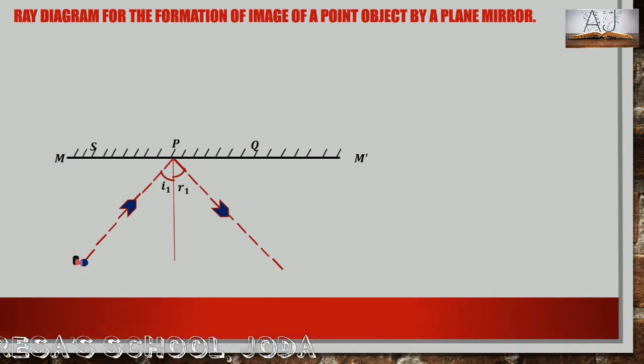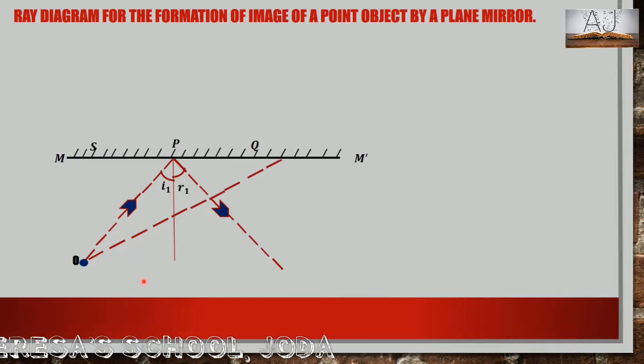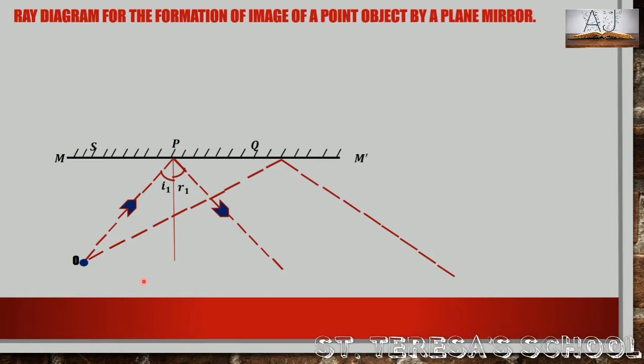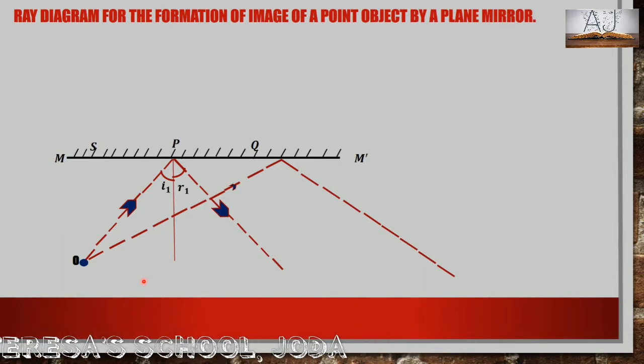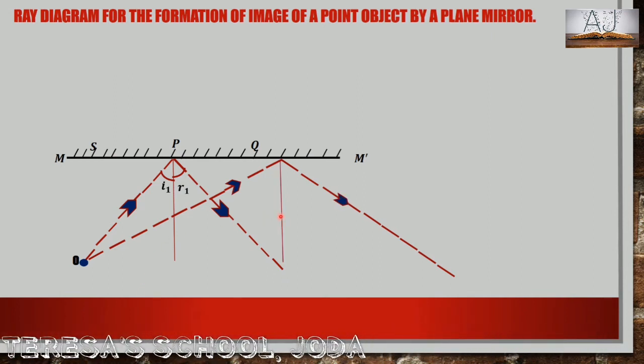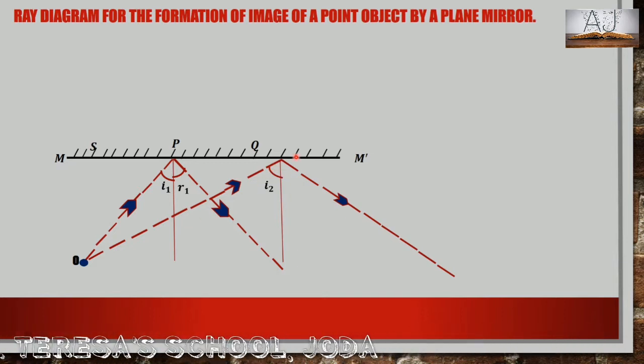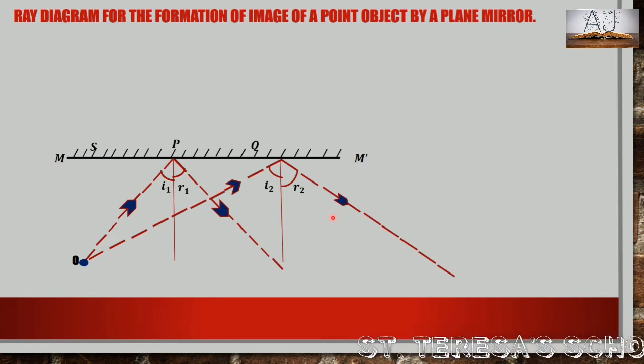But where is the image? For knowing the position of image, we need at least 2 rays from the object. So let us consider one more ray which falls on the surface of the mirror and reflects back. So this is the incident ray and this is the reflected ray. In the same way, let us draw a normal at the point Q. So this is the angle of incidence I2 and this is the angle of reflection R2. But again, where is the image?